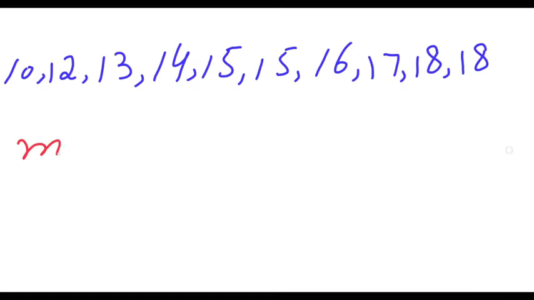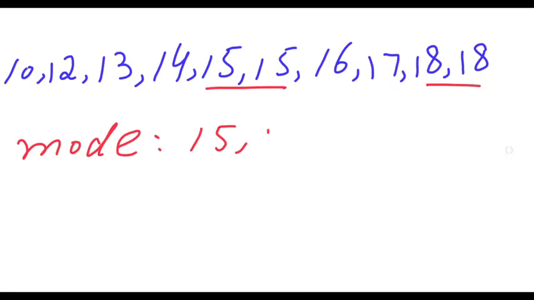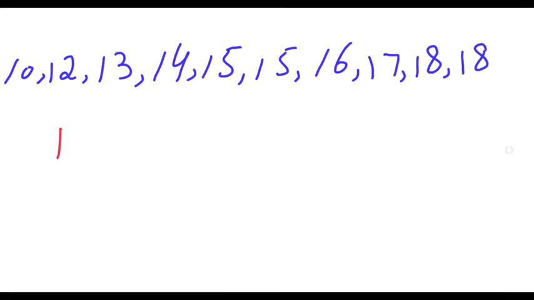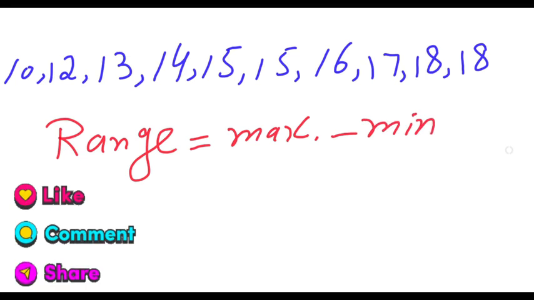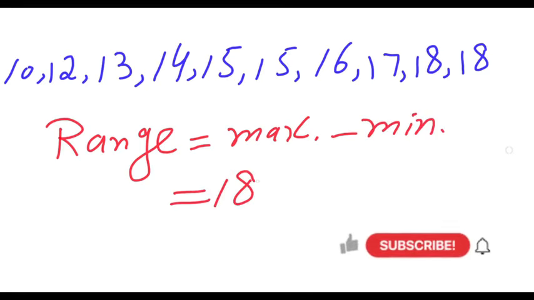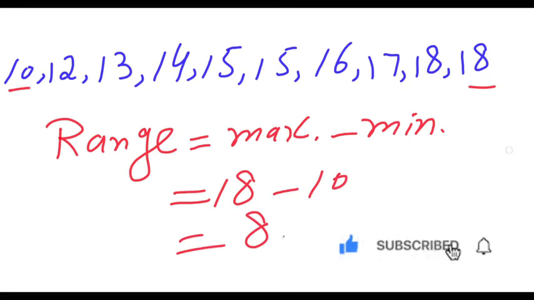So now we need to find the mode. Mode is most often. We've got two numbers that appear most often here. 15 two times, 18 two times. So we have two modes, 15 and 18. Range. Maximum value minus the minimum value. Maximum we got 18 and the minimum we got 10. 18 minus 10, the answer will be 8. So this is my final answer.